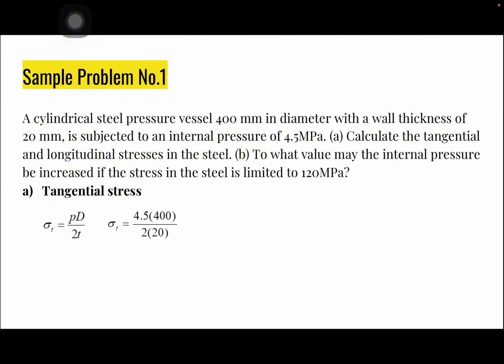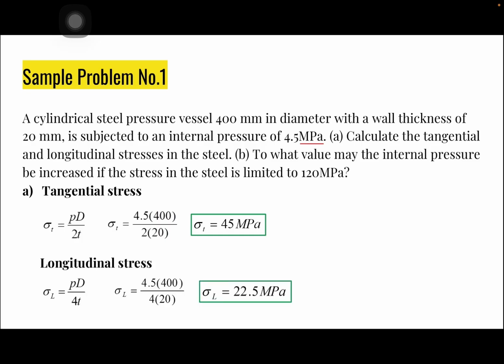To solve for the tangential stress, we'll use the formula PD over 2T, where P is equal to 4.5 MPa. Then the diameter given is 400, and the thickness is equal to 20. Take note class, pressure is in MPa, kPa. So yun po yung mga unit ng internal pressure. So we'll get a tangential stress equal to 45 MPa. For the longitudinal stress, basically it is half of the tangential stress.